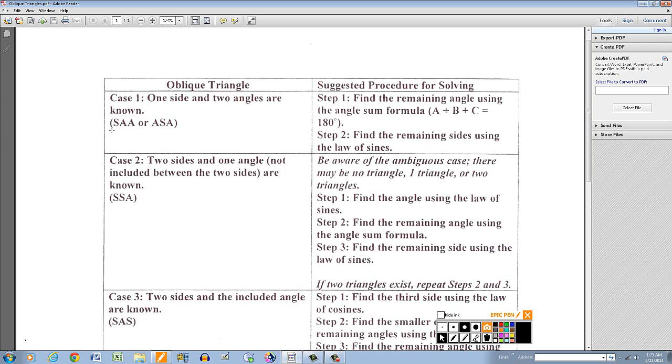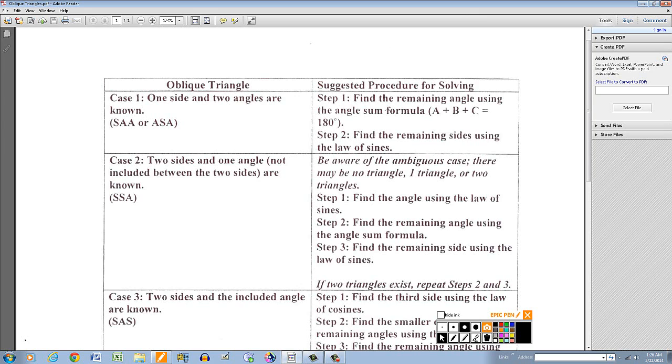So you're given two of the angles. Obviously if you're given two of the angles, it's pretty easy to find the third angle because you know that the sum of all three is 180. So you add up the two angles and subtract from 180 and you get the measure of the third angle. So over here in the suggested procedure, step 1 states: find the remaining angle using the angle sum formula.